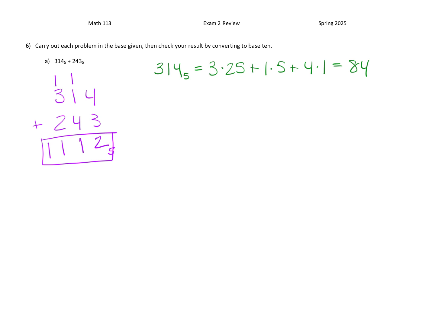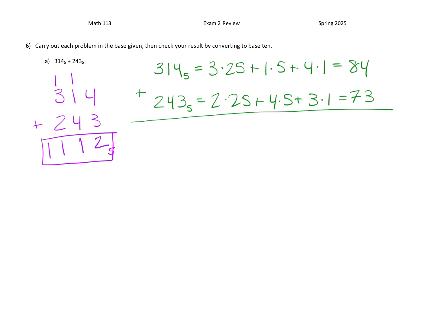And then 243, convert that from base 5 to base 10. So that's 2 25s, 4 5s, and 3 1s. And that's 50 plus 20 is 70, 73. And then I'm going to add these, okay?